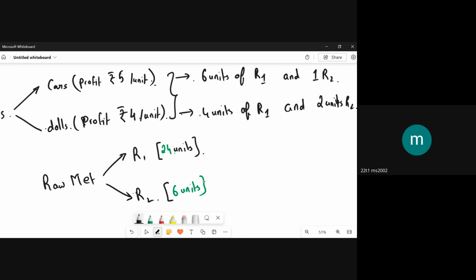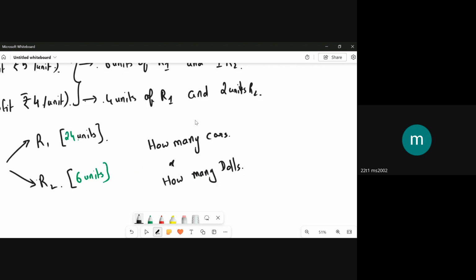I have set up my problem. So the question now is, how many cars and how many dolls should I make every day? That is the question that I am asking you.